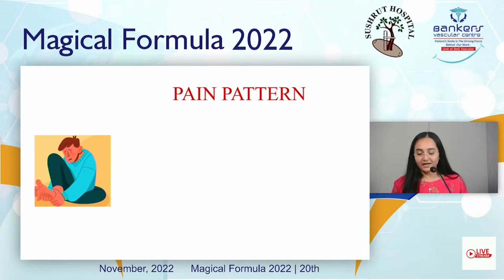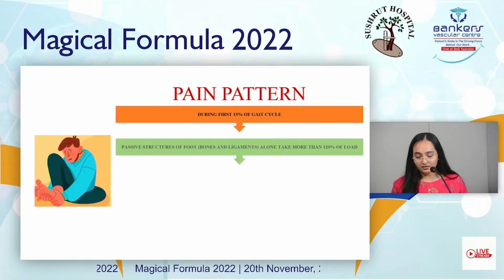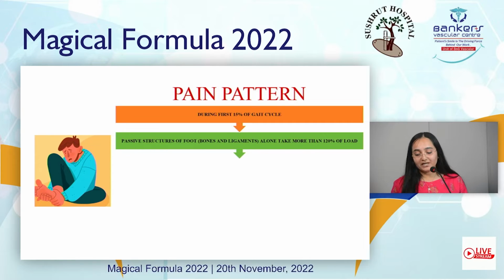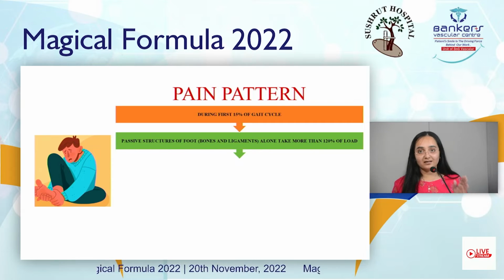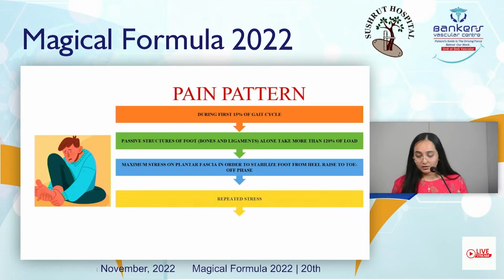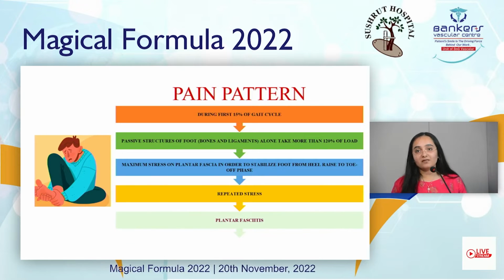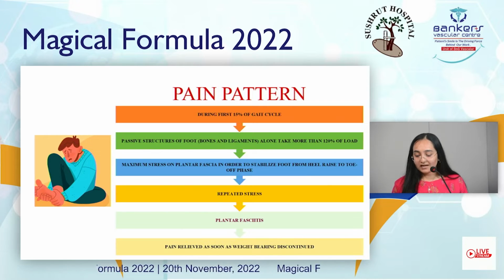Now, what is the pain pattern? During the first 15% of the gait cycle, passive structures of the foot, that is bones and the ligaments stabilizing the ankle joint, take more than 120% of the load. Maximum stress is on the plantar fascia in order to stabilize the foot in the phase of heel raise to toe off. So, the repeated stress is placed on the plantar fascia and it leads to plantar fasciitis. Pain is relieved as soon as the weight bearing is discontinued.